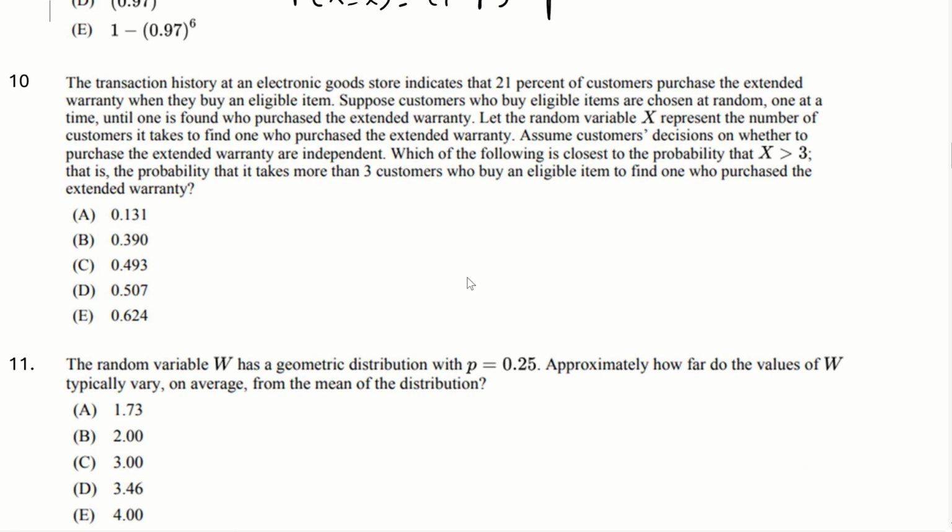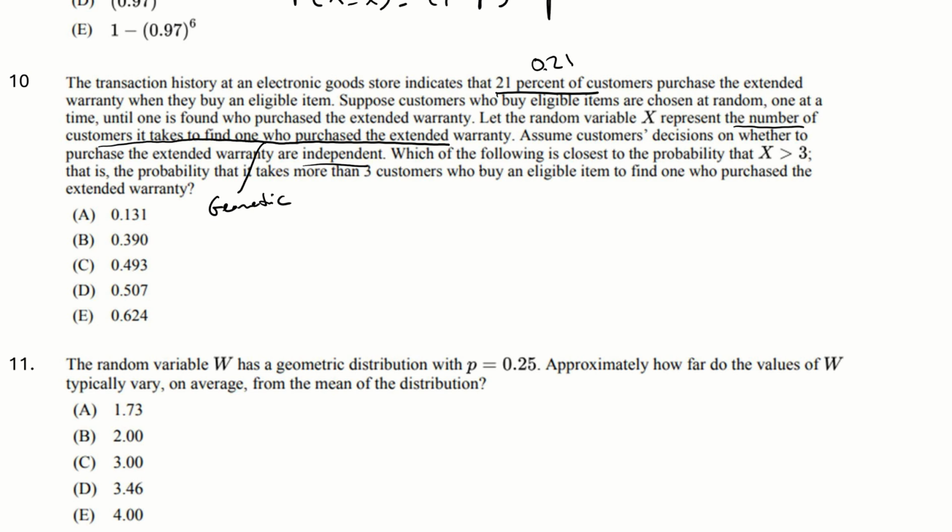All right, number 10, the transaction history at an electronic goods store indicates 21% of customers purchase the extended warranty when they buy an eligible item. Suppose customers who buy eligible items are chosen at random, one at a time, until one is found who purchased the warranty. Let X be the number of customers it takes to find one who purchased the extended warranty. Okay, the number of customers it takes until, so this is geometric. All right. Assume customers' decisions on whether to purchase the warranty are independent, so it's independent. We got the percentage of success right here, who purchased it, right? Which of the following is closest to the probability that X is greater than 3?